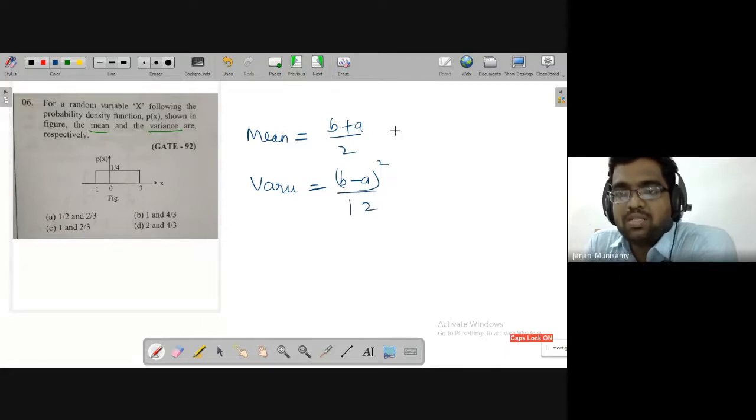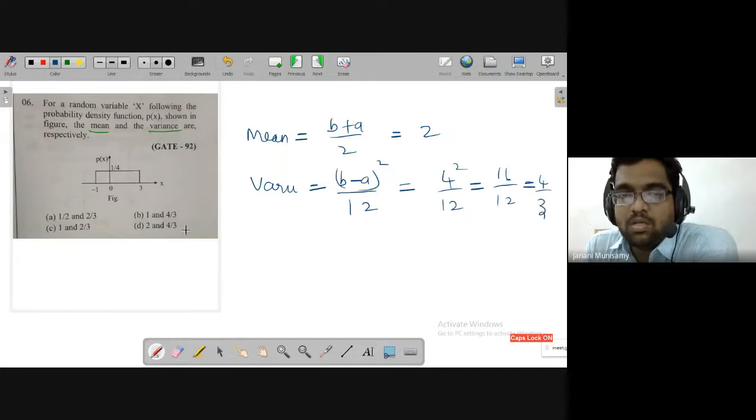Okay, so what is the final answer? b minus a, 3 plus 1, 4, so 2 is the mean. Then (b minus a) whole square, that means 4 square divided by 12, 16 divided by 12, 4 by 3. So answer is D.